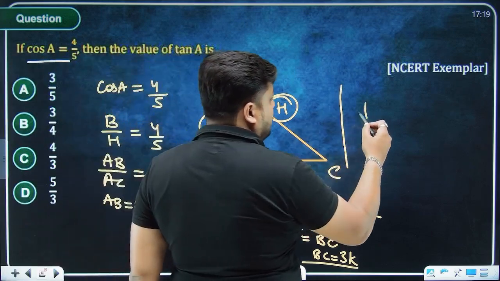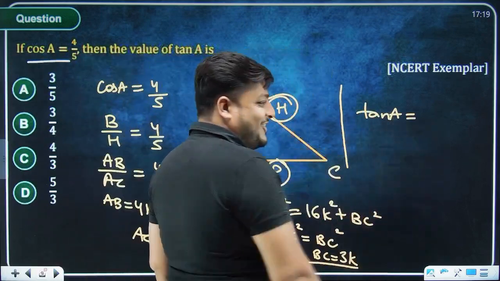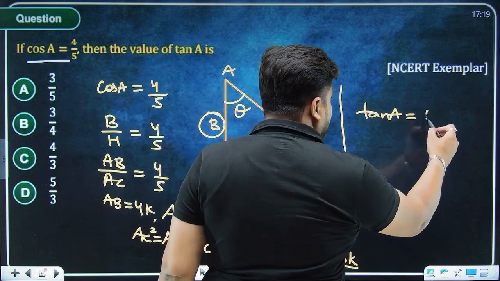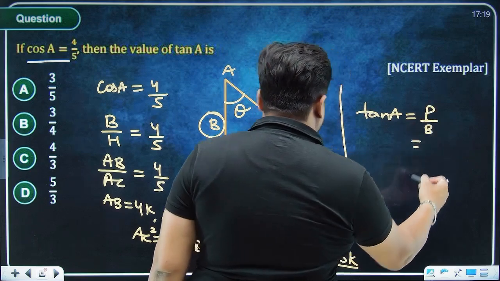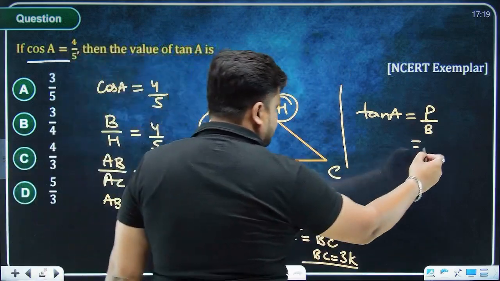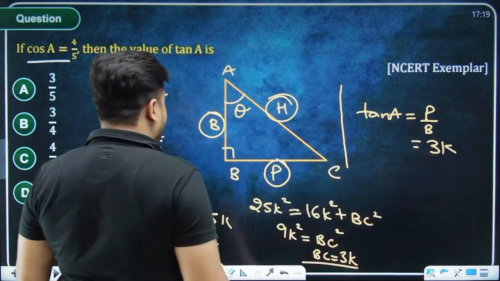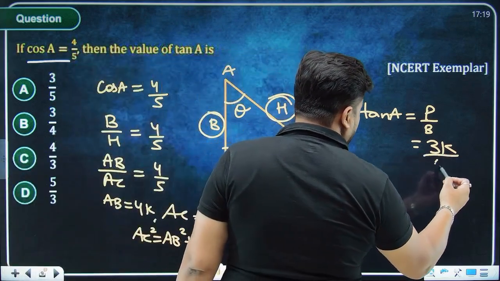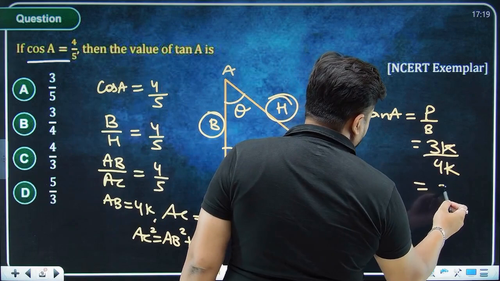We have to find out tan A, and we have already learned what tan A is. Tan is perpendicular upon base, that is P upon B. So what is the perpendicular? That is BC, that is 3K. And what was the base? Base was AB, and AB was 4K. So it is 3 upon 4.